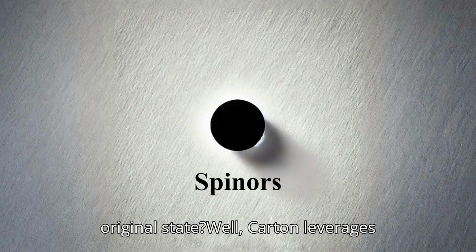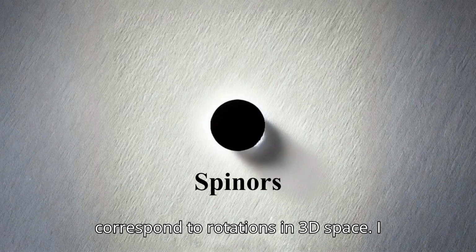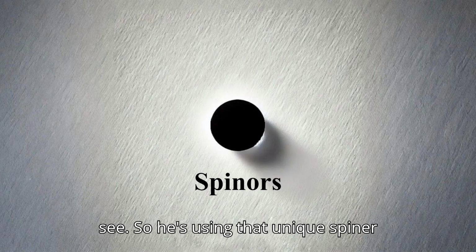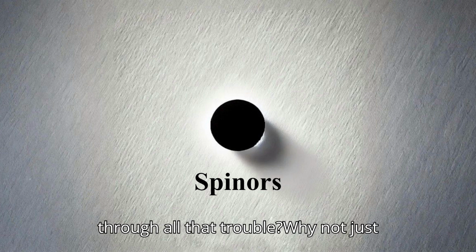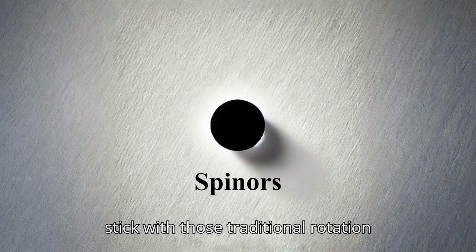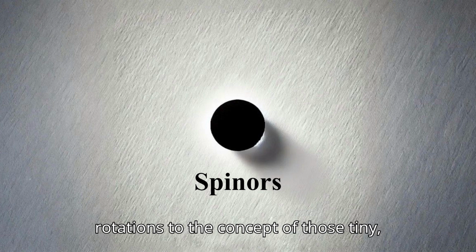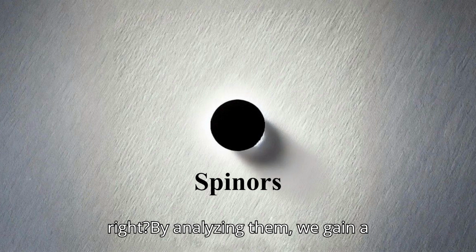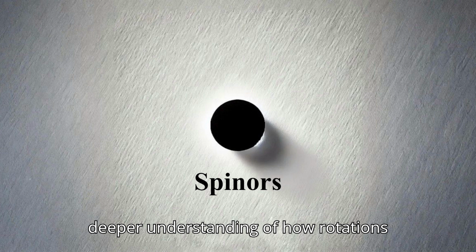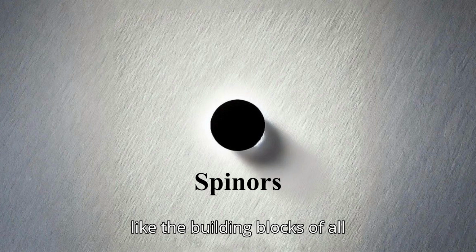Mm-hmm. Well, Cartan leverages that property to build a system where spinor transformations directly correspond to rotations in 3D space. I see. So he's using that unique spinor characteristic to create a whole new way to represent rotations. But why go through all that trouble? Why not just stick with those traditional rotation matrices? Because Cartan's method connects rotations to those tiny, almost imperceptible rotations we talked about, the infinitesimal rotations. By analyzing them, we gain a deeper understanding of how rotations work at their most fundamental level. Infinitesimal rotations. They're like the building blocks of all rotations. Exactly. But how do spinors help us analyze them?